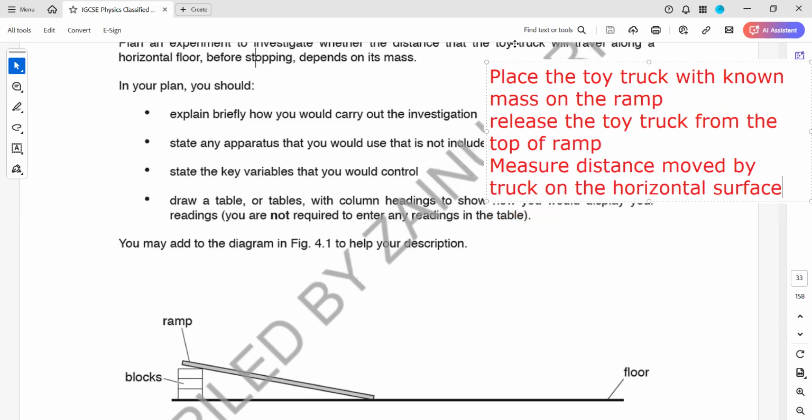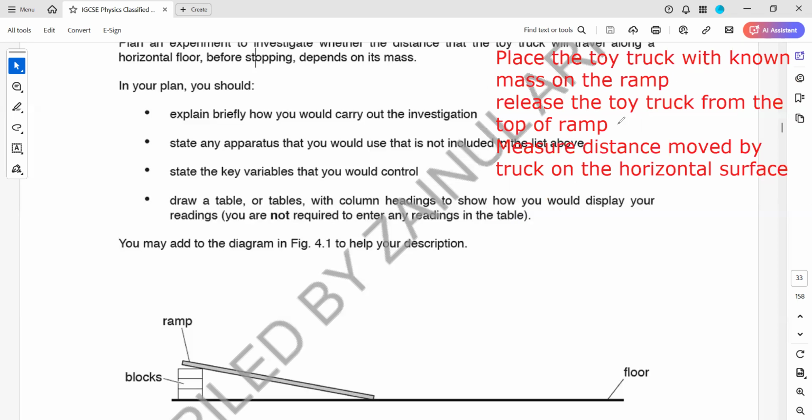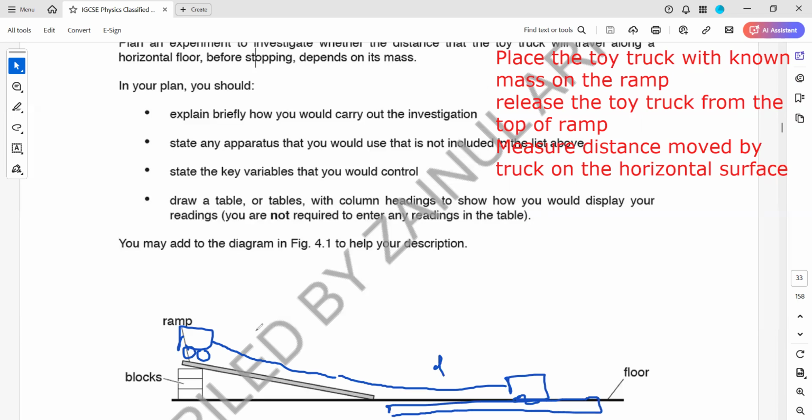We place a toy truck with a known mass on the ramp, and we release the toy truck from the top of the ramp. We don't need a timer here. Why? Because we don't want to measure the speed. So when we release, the toy truck will move and stop at a certain distance horizontally. Using a meter rule, we'll measure the distance moved by the toy truck. Then we will repeat the experiment with different masses of the toy truck.